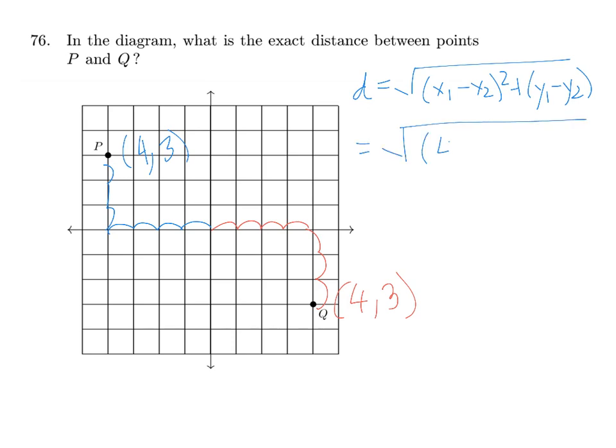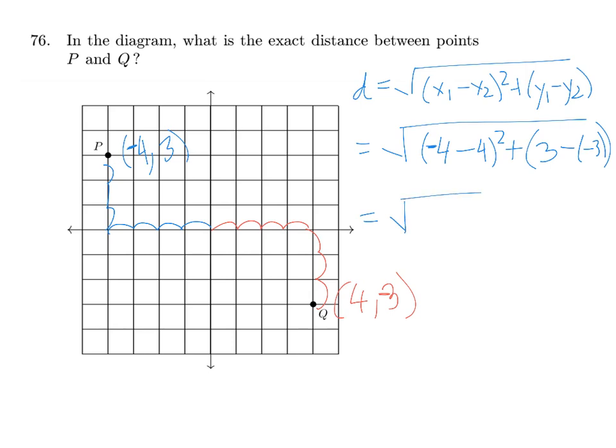So x1 is 4 minus x2, which is, oh, I did something wrong. That's negative. Watch out for those negatives. And that's negative 2. Son of a gun. Alright, missed both of those negatives. Okay, at least I caught myself. Alright, so that's negative 4. Negative 4 minus x2, which is 4, plus y1, which is 3, minus y2, which is negative 3. Okay.